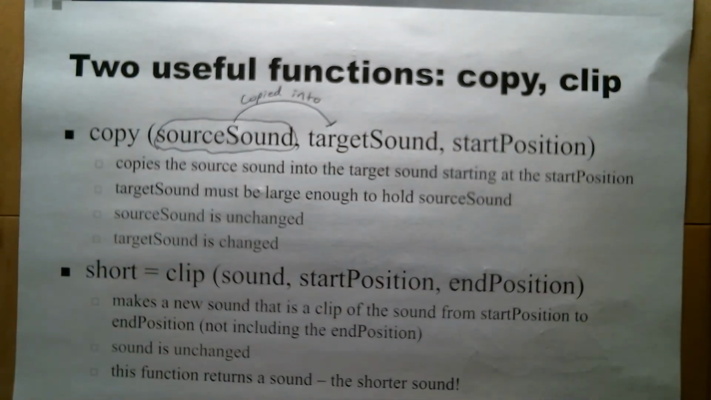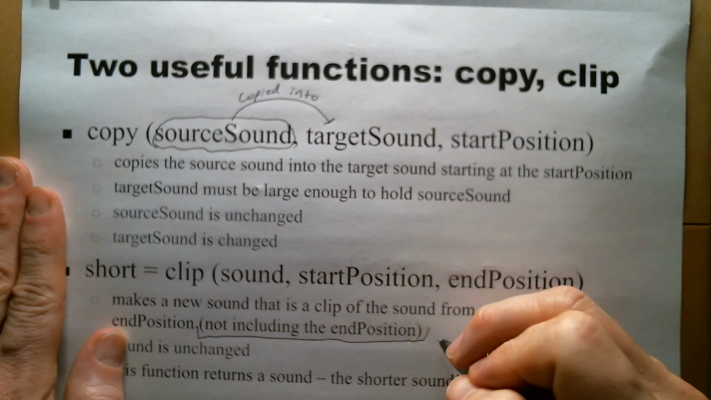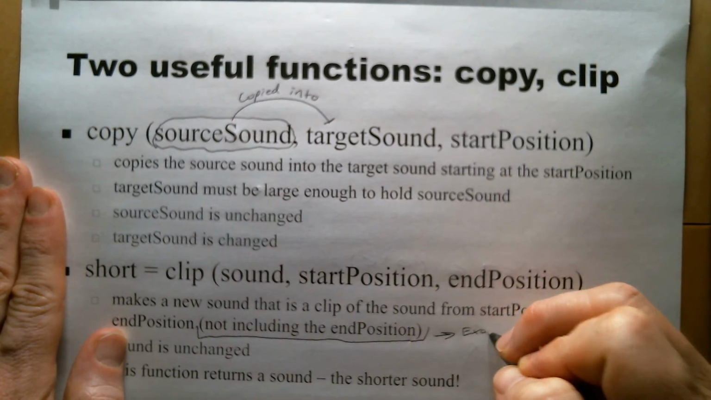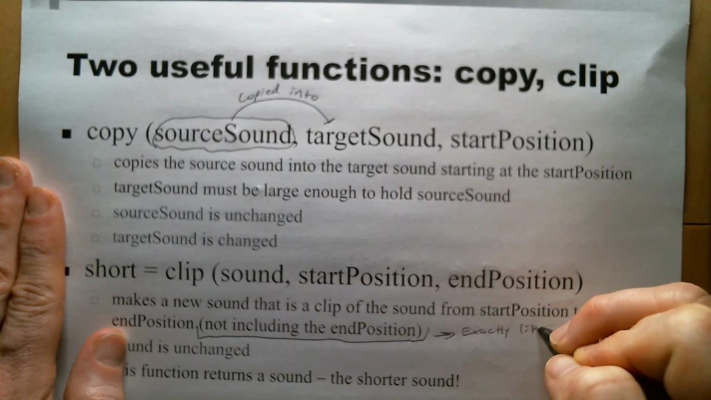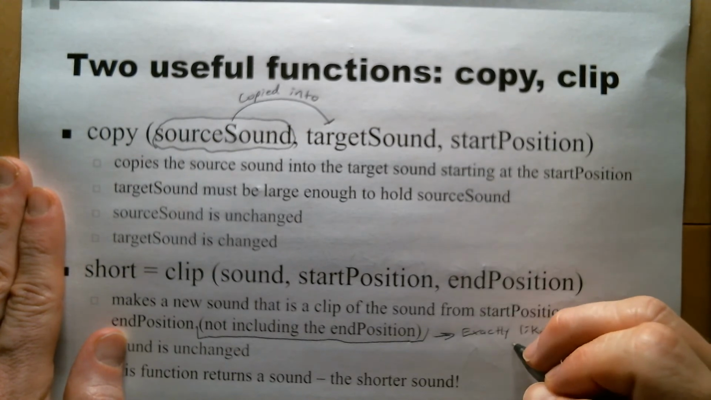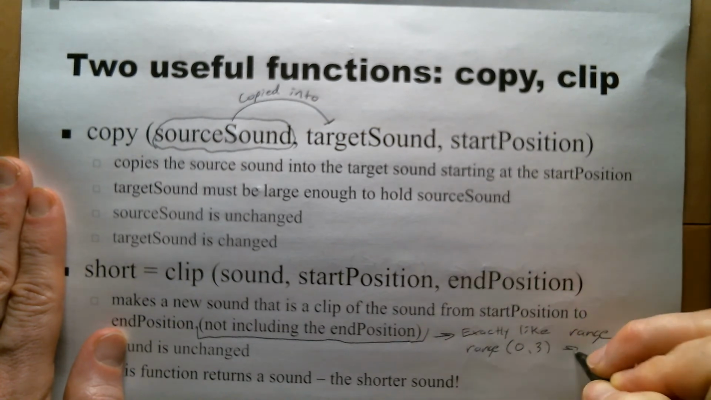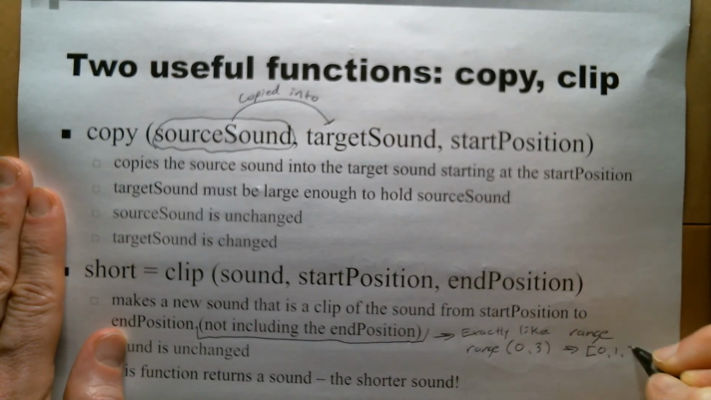All right. The other one that's going to be useful is this clip function. And this makes a new sound that is a clip of the sound from the start position to the end position, not including the end position. So this is exactly like range, where if you put in a range of 0 to 3, it only gives you 0, 1, and 2.